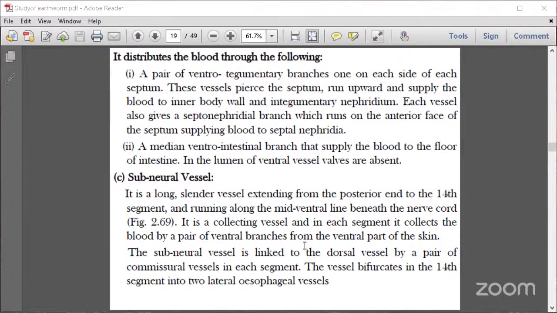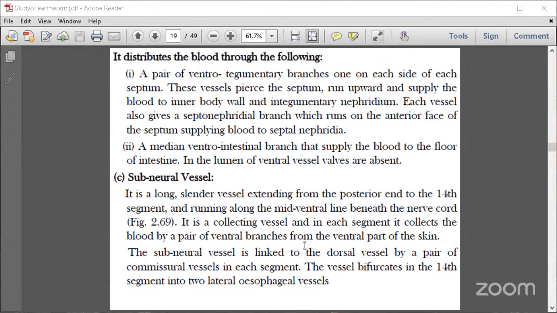integumentary nephridium. Each vessel also gives a septonephridial branch which runs on the anterior face of the septum, supplying blood to septal nephridia. A median ventrointestinal branch supplies the blood to the intestine. In the lumen of the ventral vessel, valves are absent.